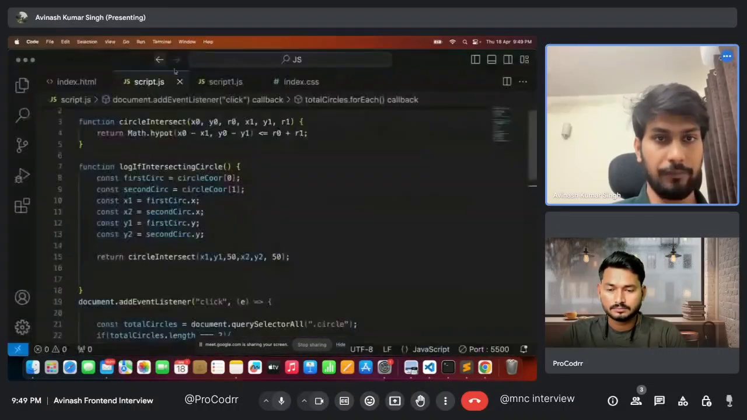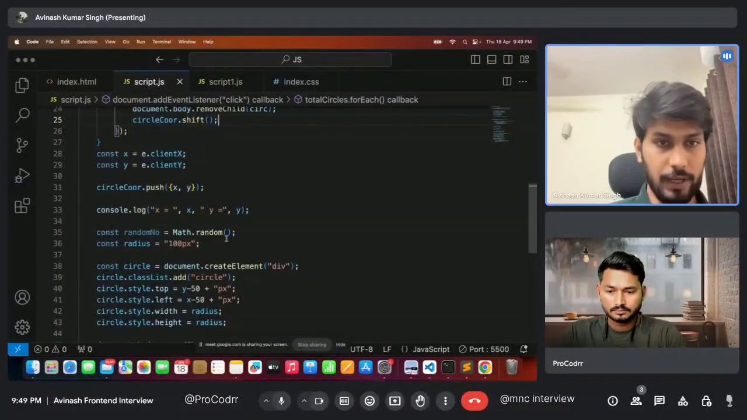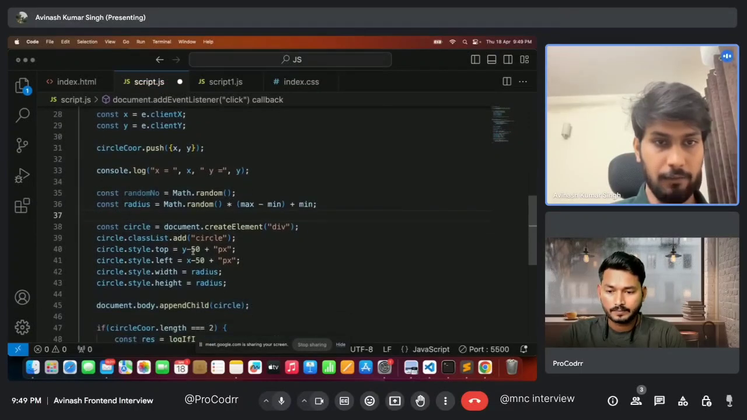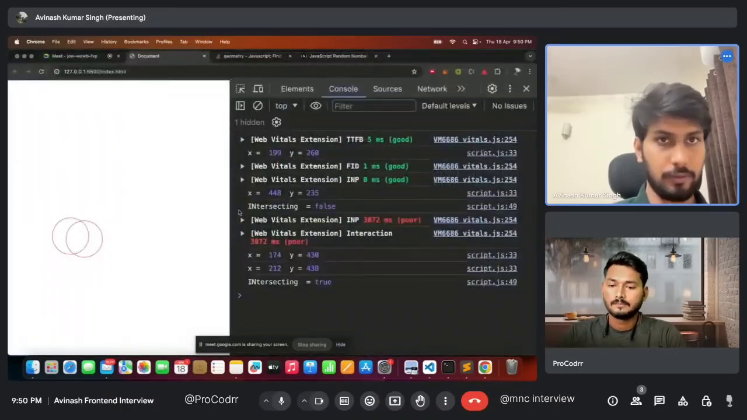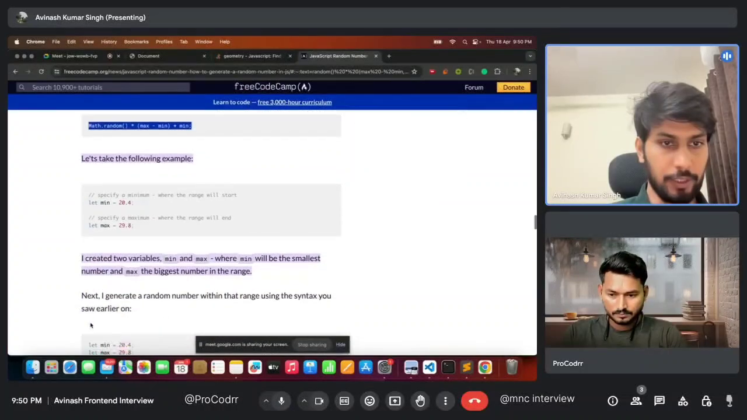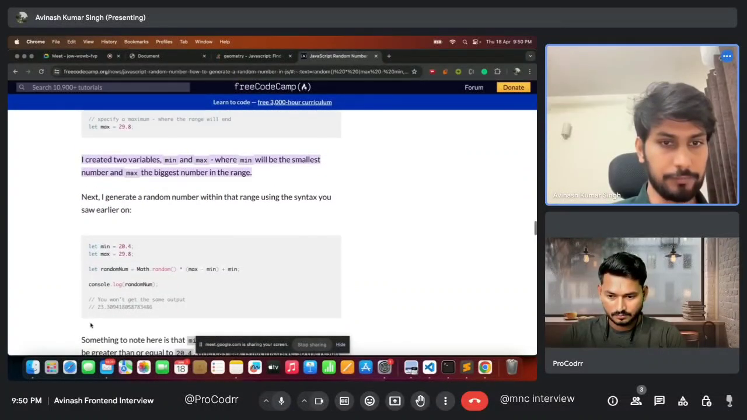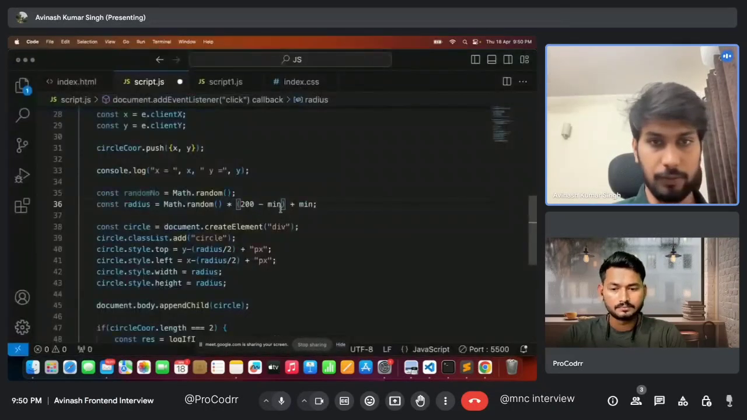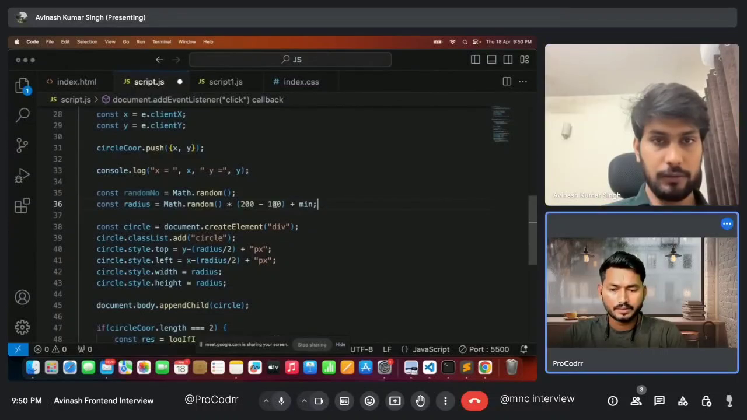Max and min, and we are just generating a random Math.random. Const radius would be Math.random, and y would be minus radius by 2, and max and min are, sorry, 200. Suppose we have 29.20.4, it will give us 23 always. So if we give it this, it will always give between these two numbers. 200 and 100, 50. Make it 50. And this would be 50.